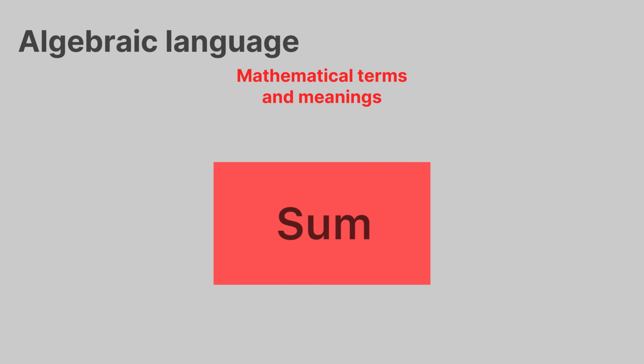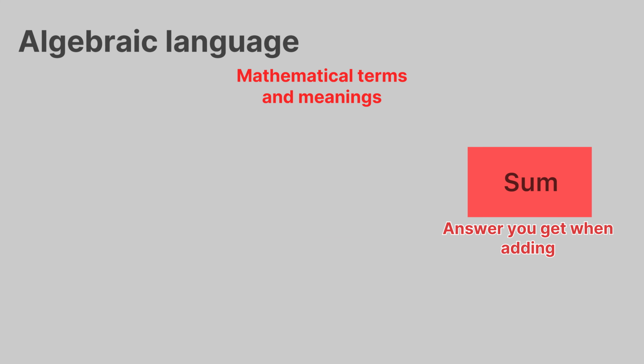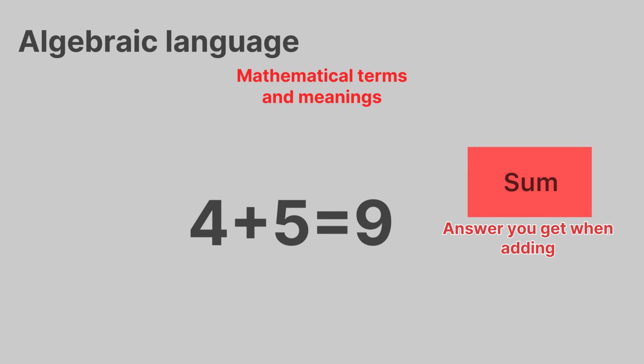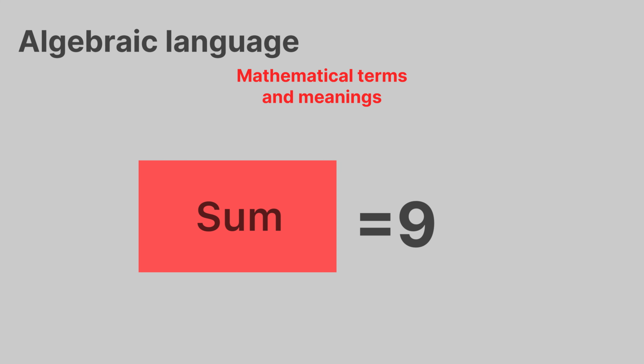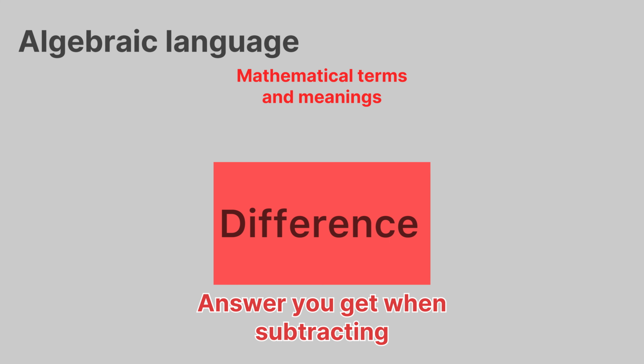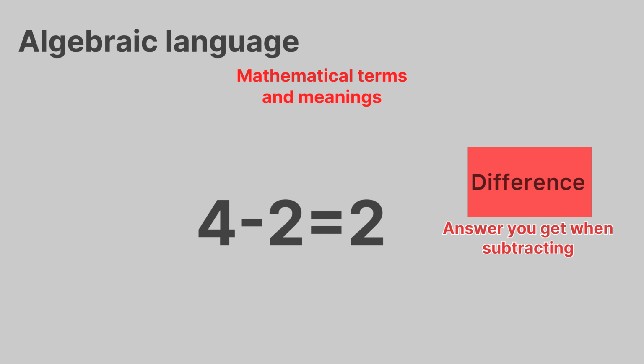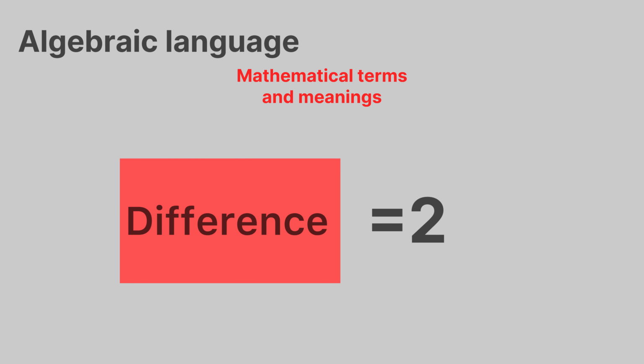And then a sum. A sum is the answer that you get when you are adding. Which means if I add 4 plus 5, I get 9. Then 9 is the answer that I get when I'm adding. Then 9 is also a sum. A difference. A difference is the answer that you get when you are subtracting. So if I'm subtracting 4 minus 2, my answer will be 2. Then 2 is a difference because it's the answer that I get when I am subtracting.